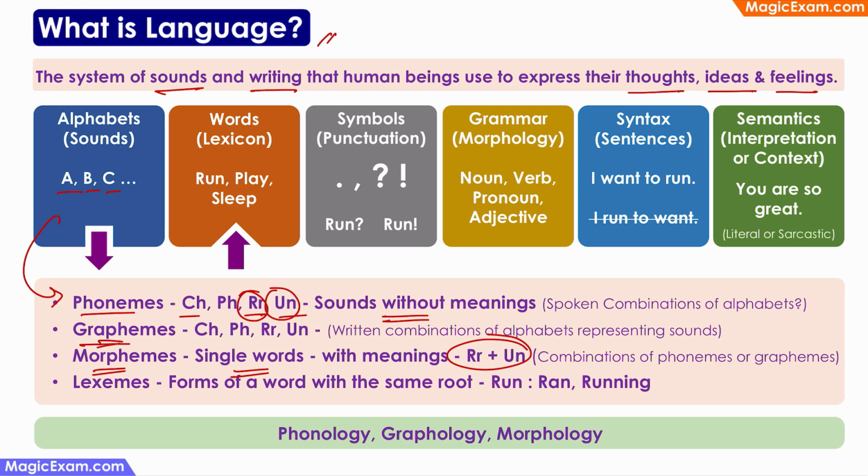Lexemes are forms of a word with the same root. For example, when we combine two phonemes r and an, when we make a morpheme, which is a word called run, then the lexemes of run can be run, ran and running.